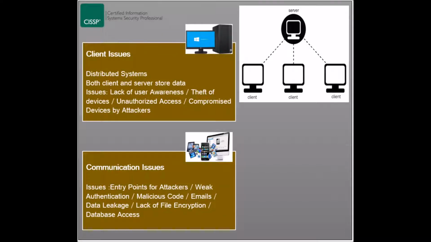Security issues relating to the communication links include the following. Communication equipment could be used as entry points to attackers if not properly configured and patched. Wireless networks could be broken into, if they are using weak authentication. Systems that have access to the internet are at risk of being infected with malicious code.